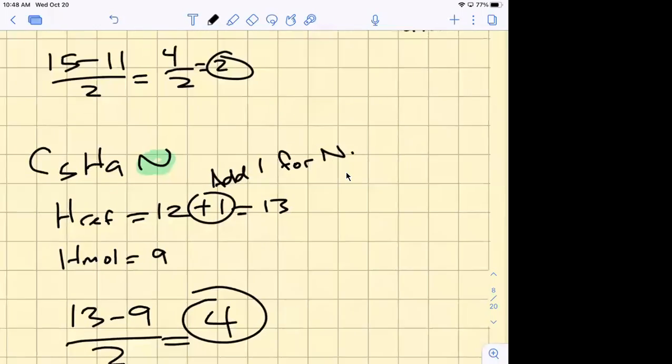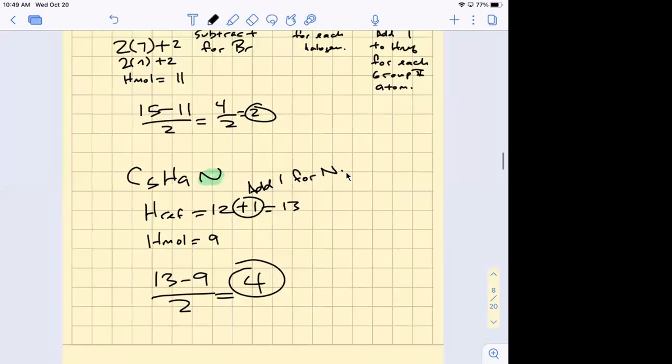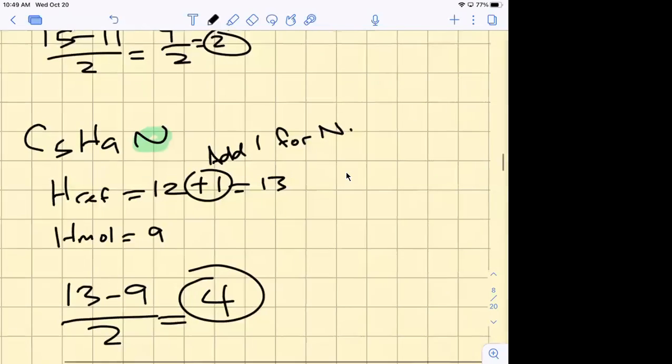Let me see, how much time we got? We got a minute left. Can somebody give me one structure you think will match that? Look at the molecular formula. You got C5H9N.